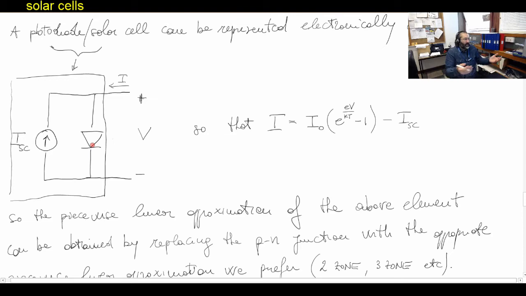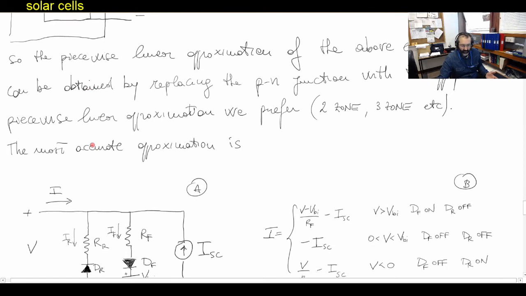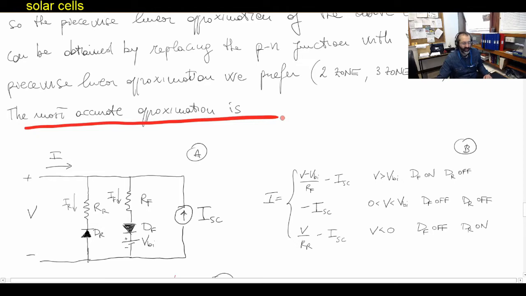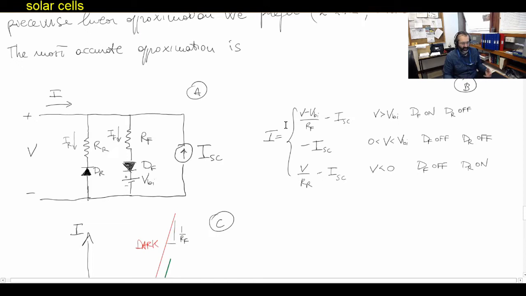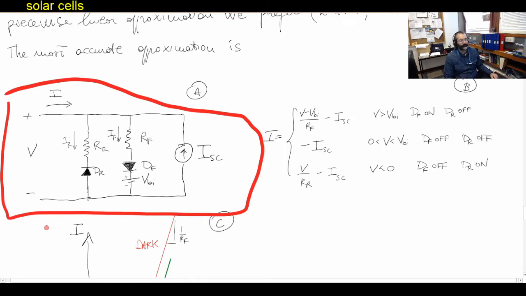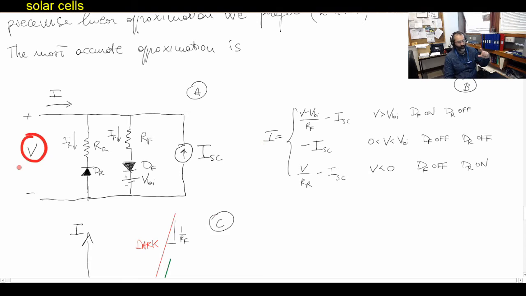We've seen the two zone non-resistive, the two zone and the three zone. Obviously the most accurate is the three zone, so let us use the most accurate, which is the three zone. And so the piecewise equivalent circuit for the solar cell is this one here. This is the external voltage we apply to the photodiode or solar cell, the current flowing into it, and this is our equivalent circuit.